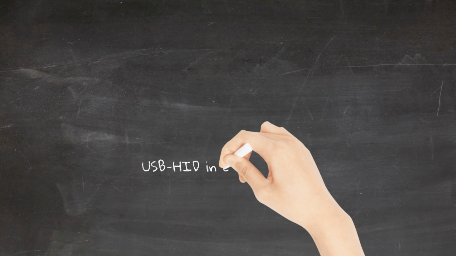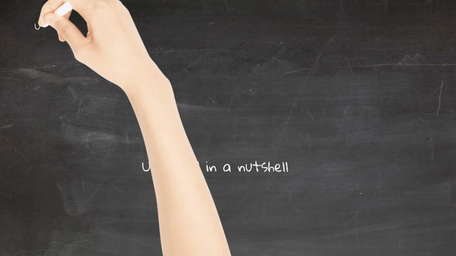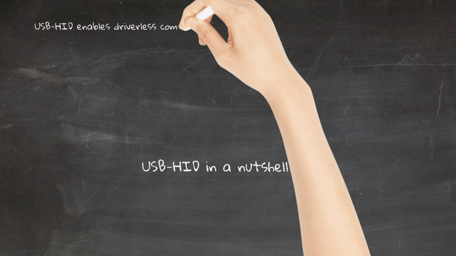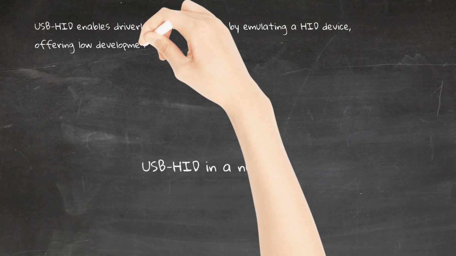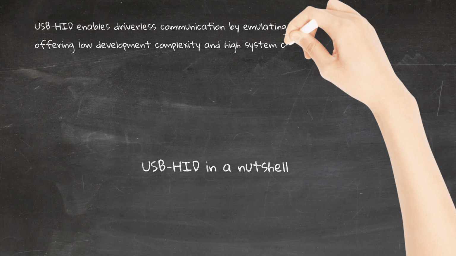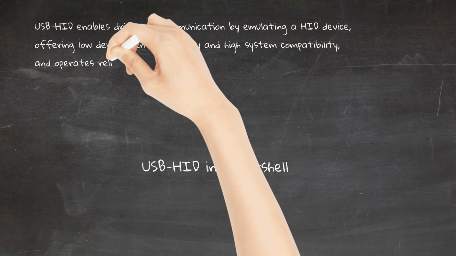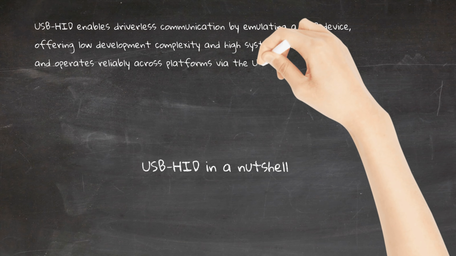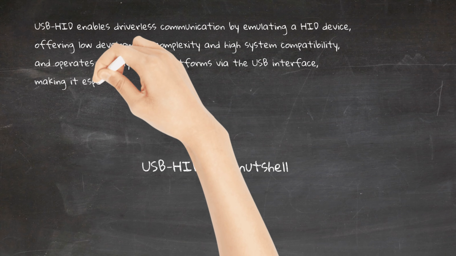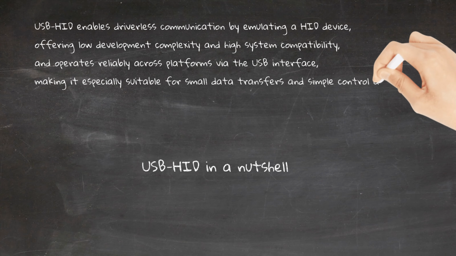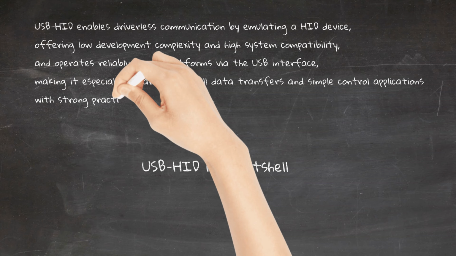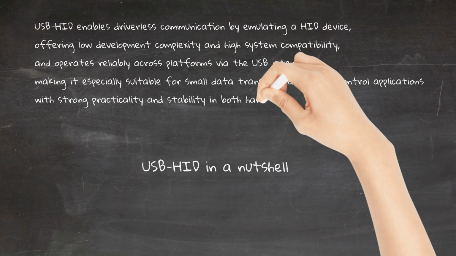Now, let's summarize. USB HID enables driverless communication by emulating a standard HID device. It has low development complexity, high compatibility, and works reliably across platforms. It is especially suitable for small data transfers and simple control applications, and it provides a good balance between simplicity and stability in both hardware and software.